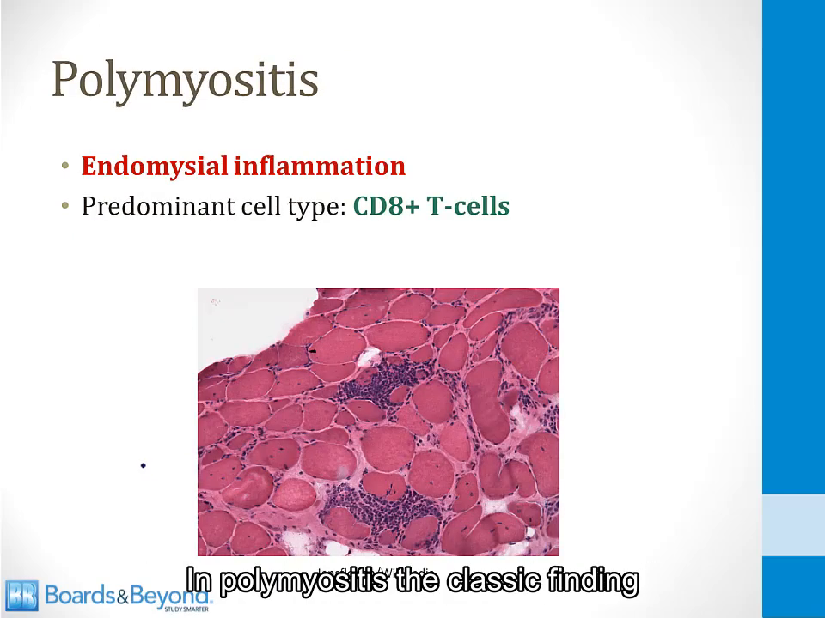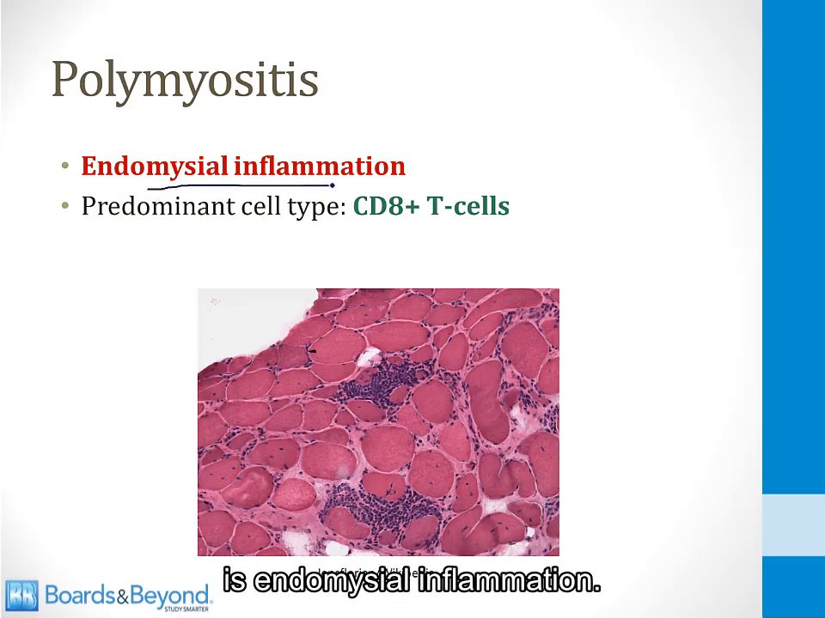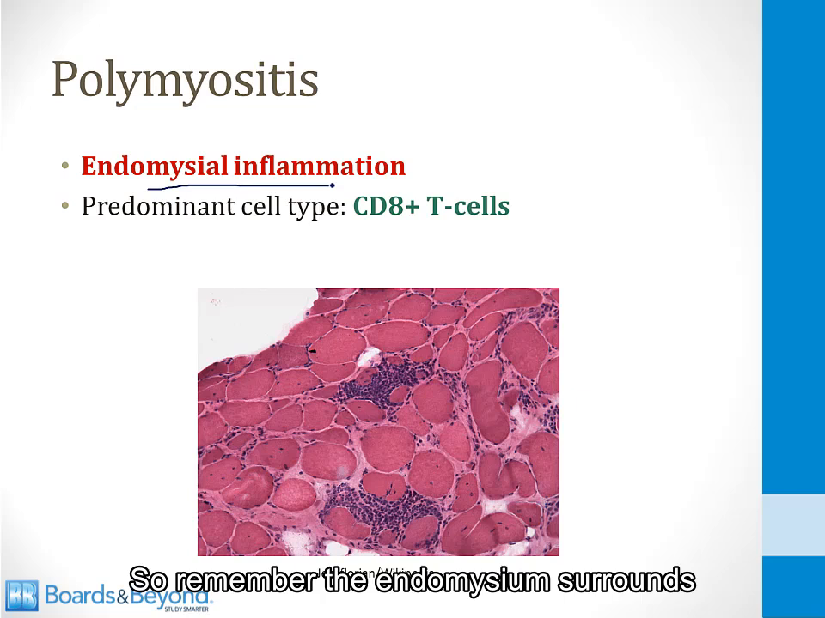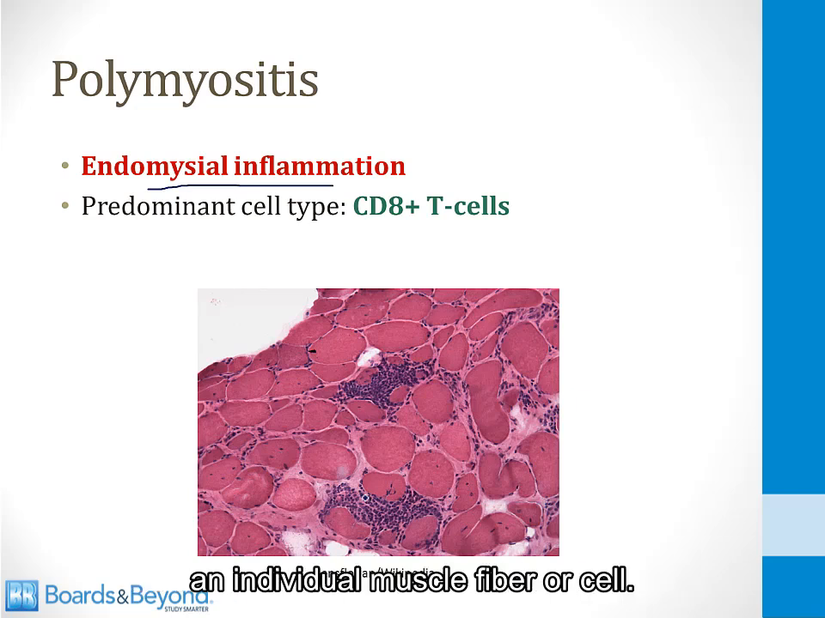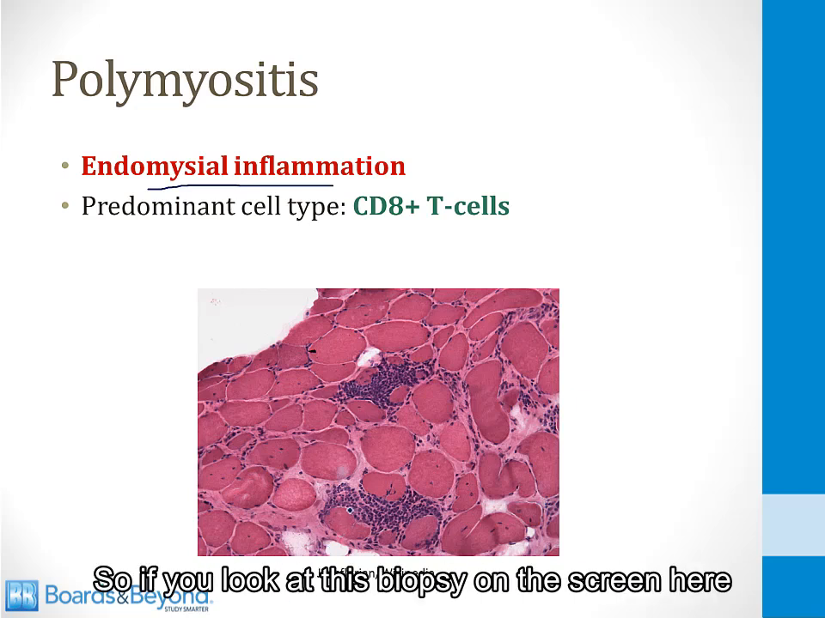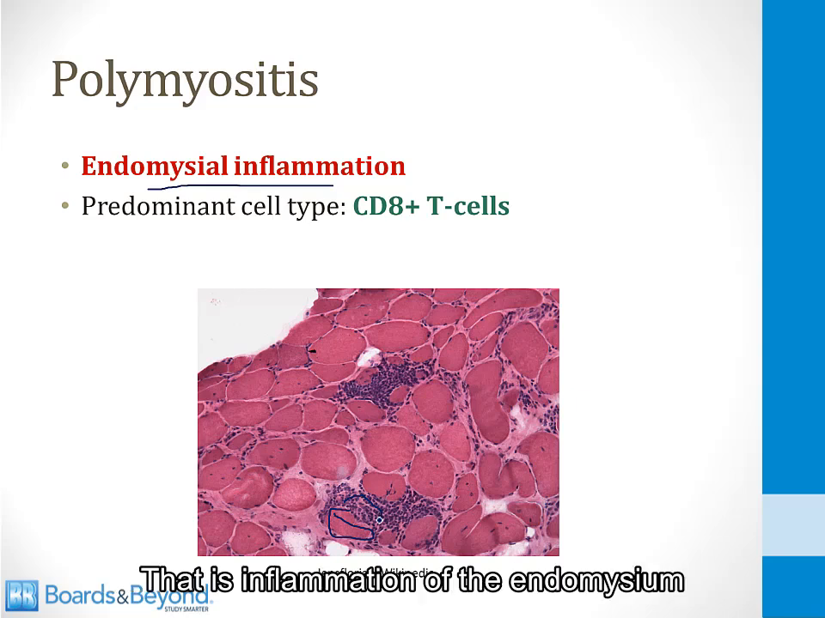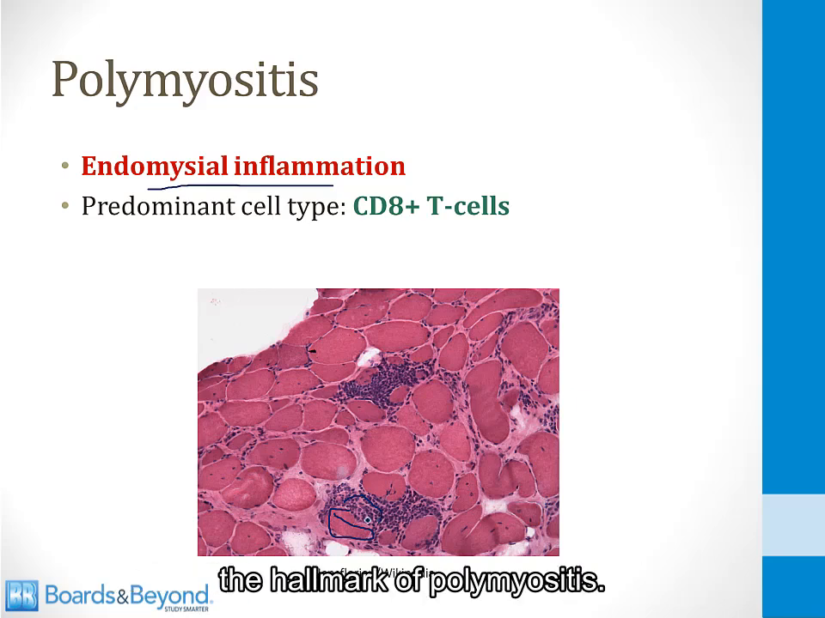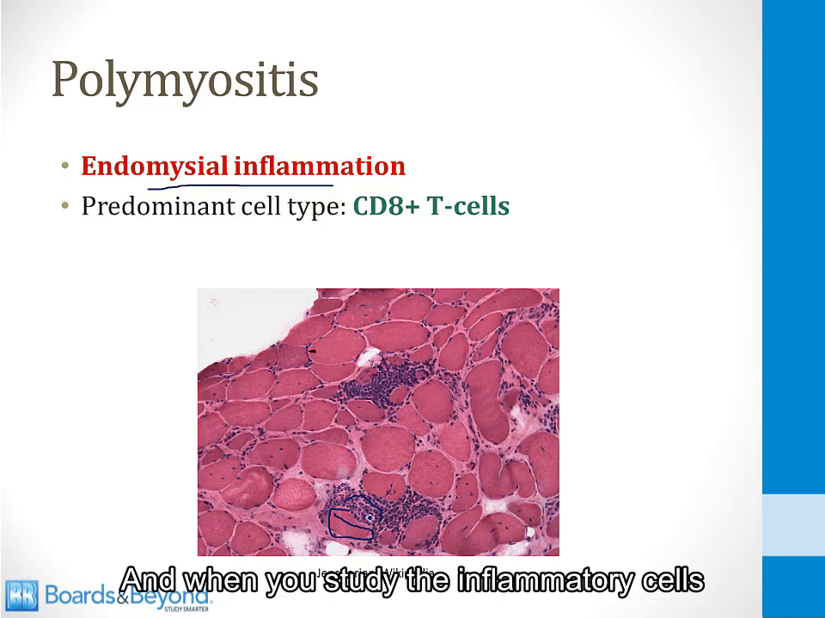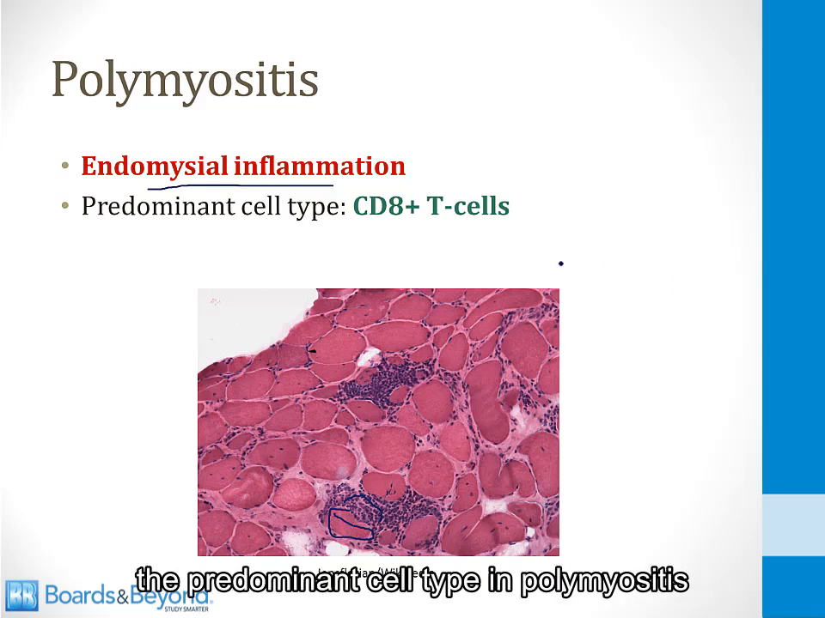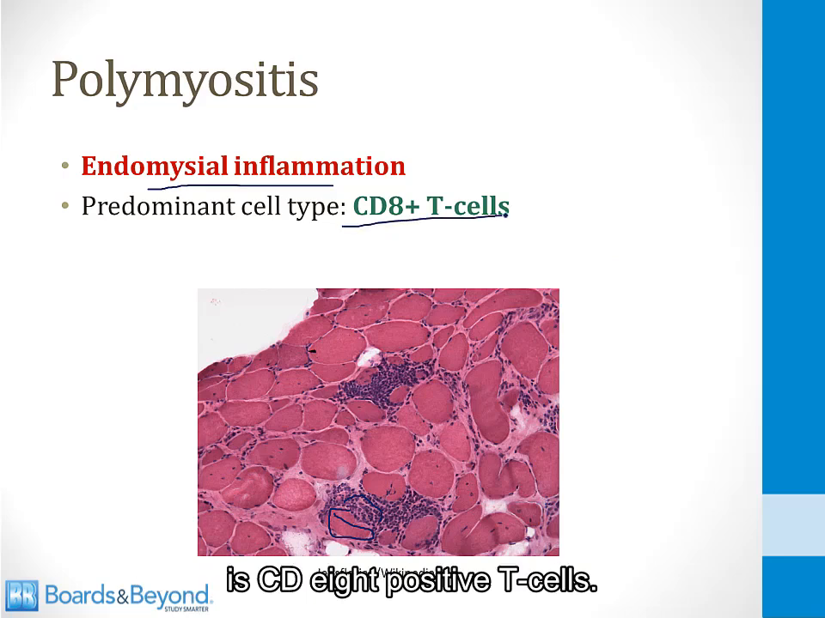In polymyositis, the classic finding is endomysial inflammation. So remember, the endomysium surrounds an individual muscle fiber or cell. So if you look at this biopsy on the screen here, we've got a muscle cell right here, and there are inflammatory cells surrounding it. That is inflammation of the endomysium, the hallmark of polymyositis. And when you study the inflammatory cells, the predominant cell type in polymyositis is CD8 positive T cells.